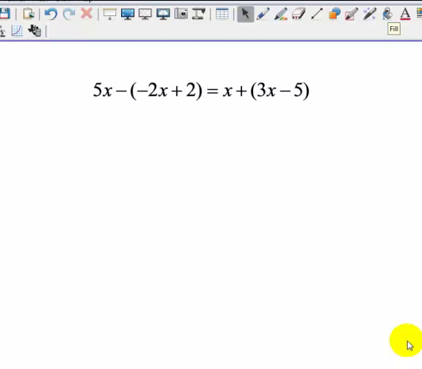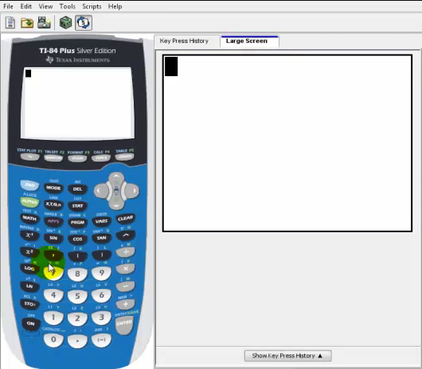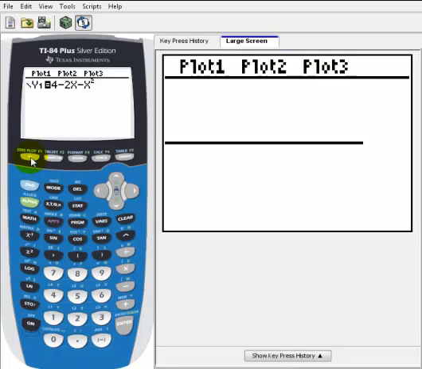Solve an equation using your calculator. And we're going to start with this example, which is the one that's on your handout. What you do is you enter the two sides of the equation separately as separate equations in your calculator in y1 and y2. So we're going to start by going to y equals.